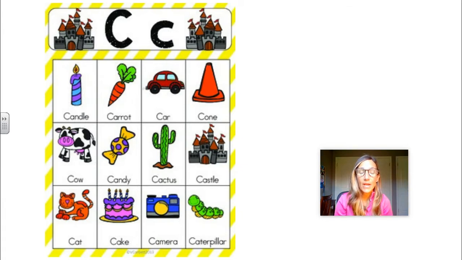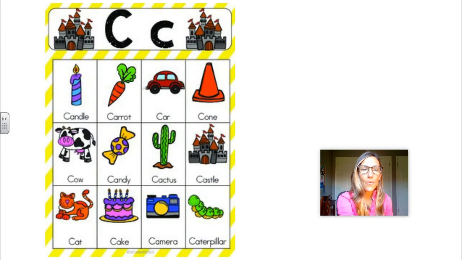Let's take a look at some words that start with that C sound. Candle, carrot, car, cone, cow, candy, cactus, castle, cat, cake, camera, and caterpillar. We're going to read a caterpillar book this week because C is our star letter. You could hear at the beginning of all of those words the K sound.